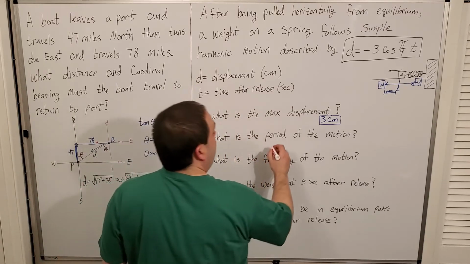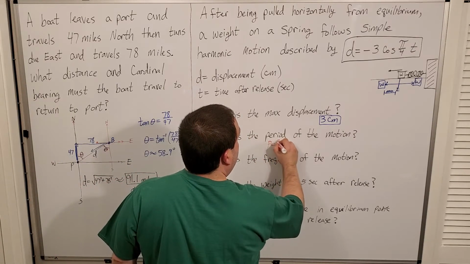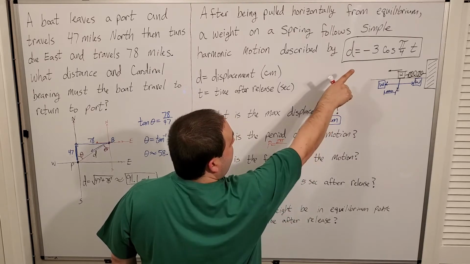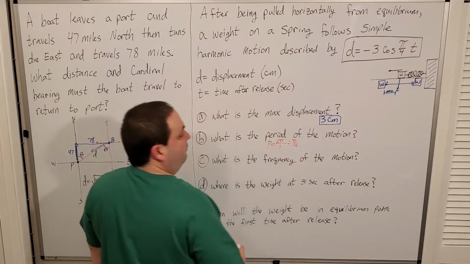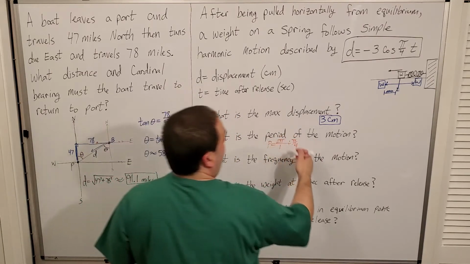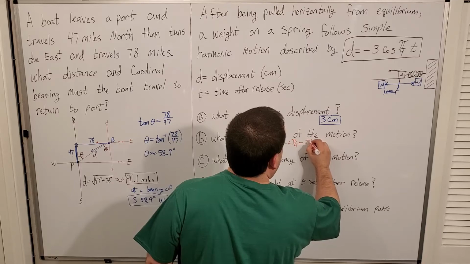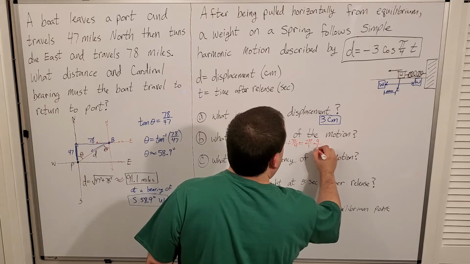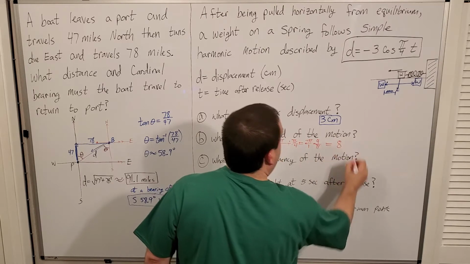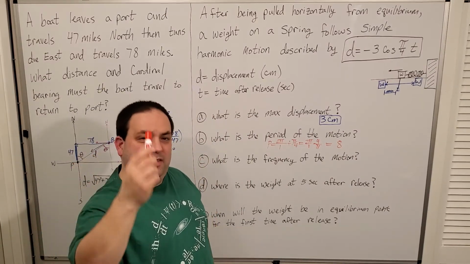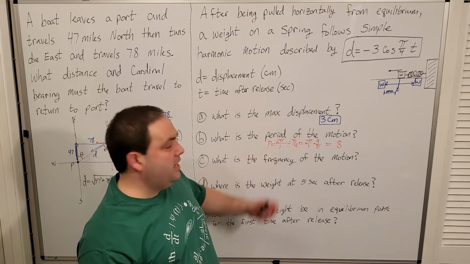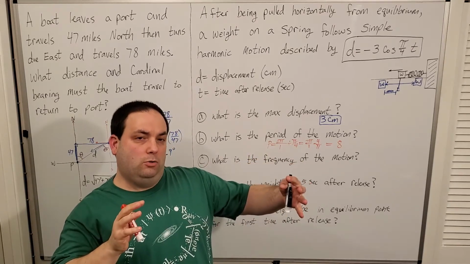Start there. Remember, the period is 2 pi divided by B. So divided by pi over 4. I'm going to reciprocal multiply here. So 4 over pi. I'm getting 8. Now, remember the units of the period. This is important. The period is the length of a cycle.